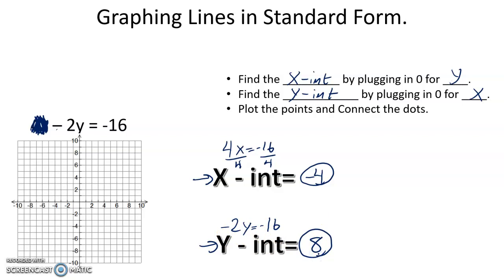And then all you have to do is plot those points. The x-intercept is -4, so on the x-axis, I'm going to go over to -4. And then on the y-axis, go up to +8 right there. And then connect the dots. You don't have to do any more dots. All you have to do is find those 2 points, and connect them.